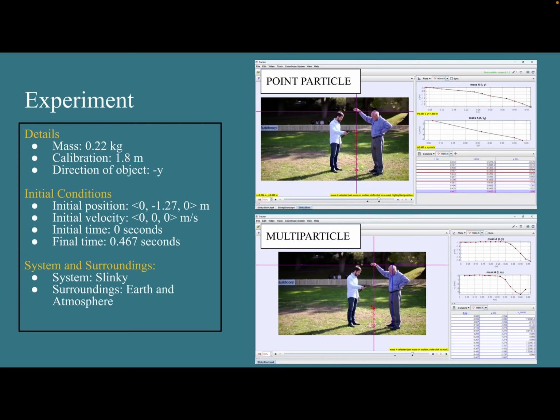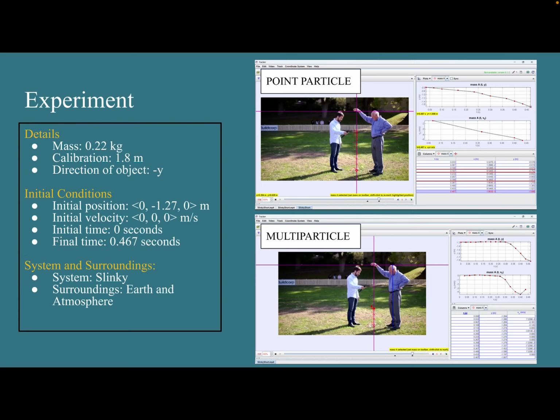In this experiment, I downloaded a video of a person dropping a slinky of approximately 0.22 kilograms from rest. The top of the man's hand to the floor is approximately 1.8 meters, and the slinky fell in the negative y direction. I tracked 2 different videos in Tracker.